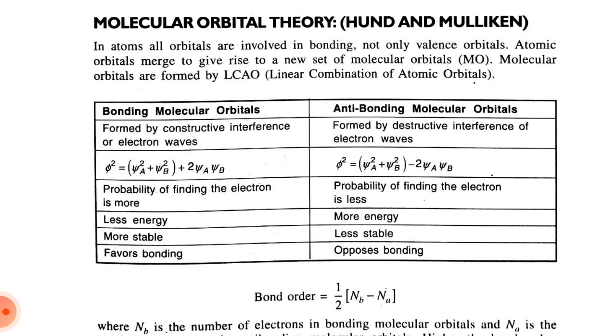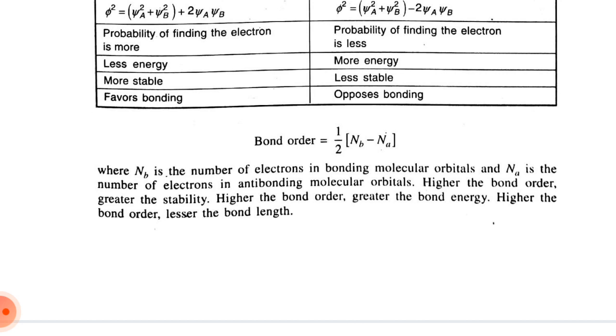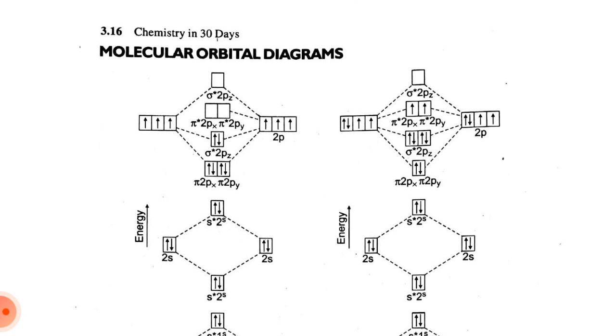Bond order is equal to half in brackets NB minus NA, where NB is the number of electrons in bonding molecular orbitals, NA is the number of electrons in antibonding molecular orbitals. Higher the bond order, greater the stability. Higher the bond order, greater the bond energy. Higher the bond order, lesser the bond length.